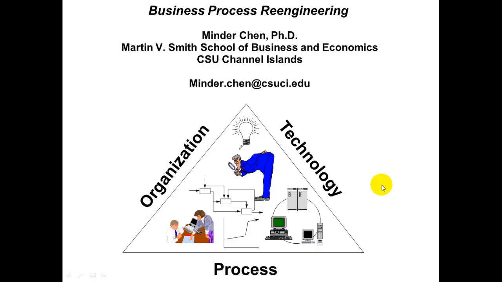In this business process reengineering lecture, I'm going to focus on process mapping or process modeling, which is a very important technique which we can use in business process reengineering, and we can also use it to help us understand how to build information systems better.